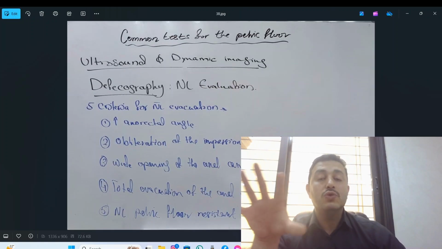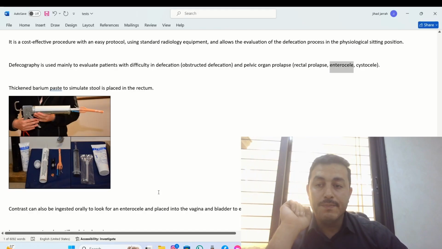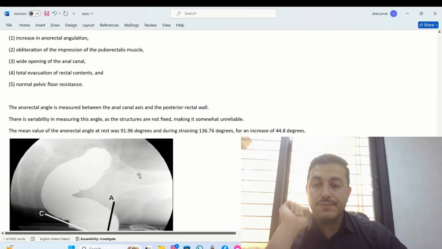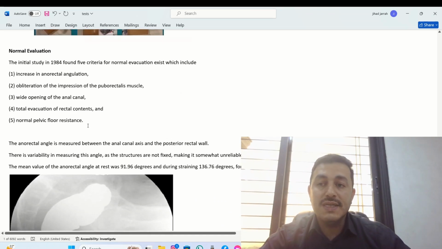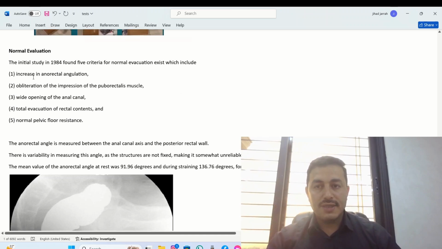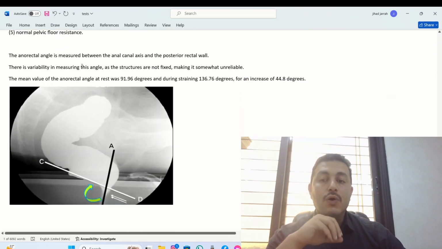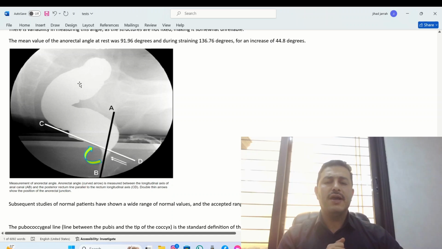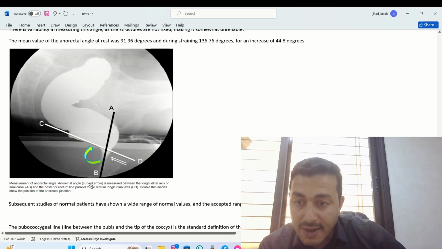How to evaluate, how to look for normal defecography to study it. Let's move a little bit here. This is normal defecography. First of all, we have to see that while the patient is asked to normally evacuate and the patient is normal, the anorectal angle will be increased. What do we mean by the anorectal angle? It is the angle between two lines. The first one, A, is in the middle of the anal canal.